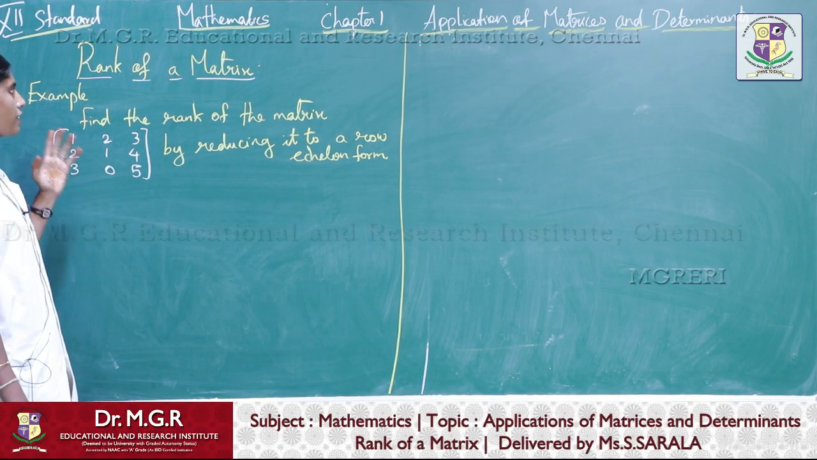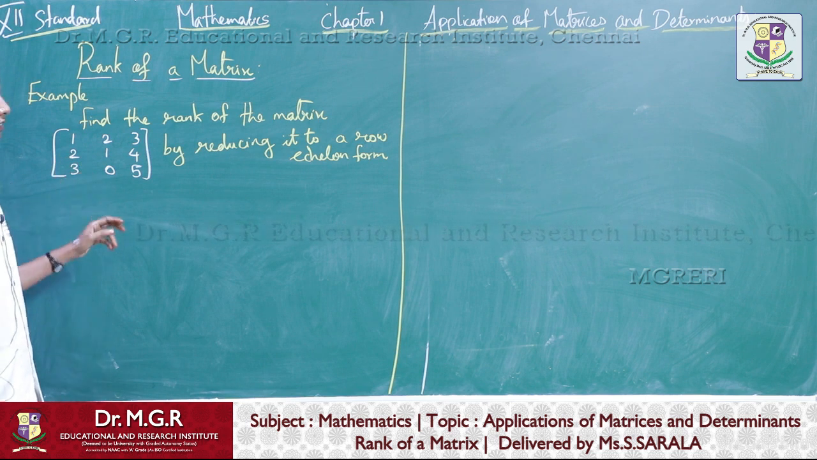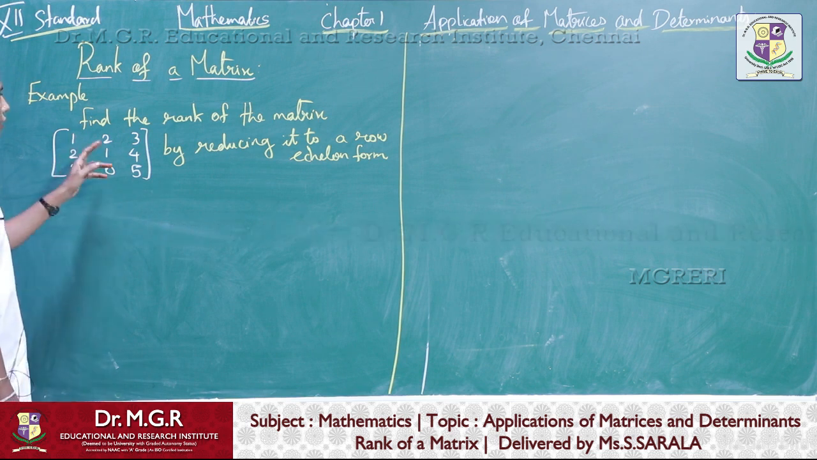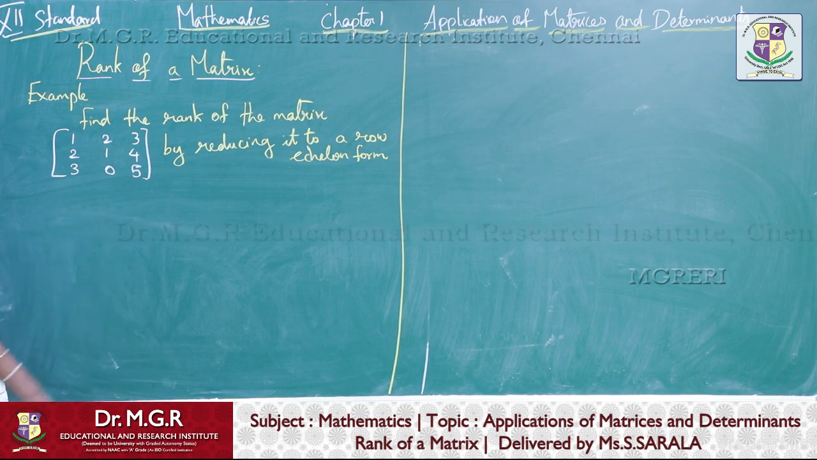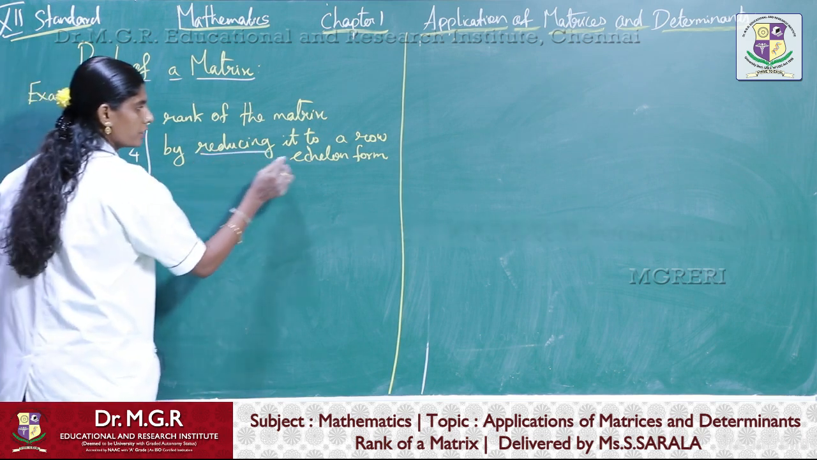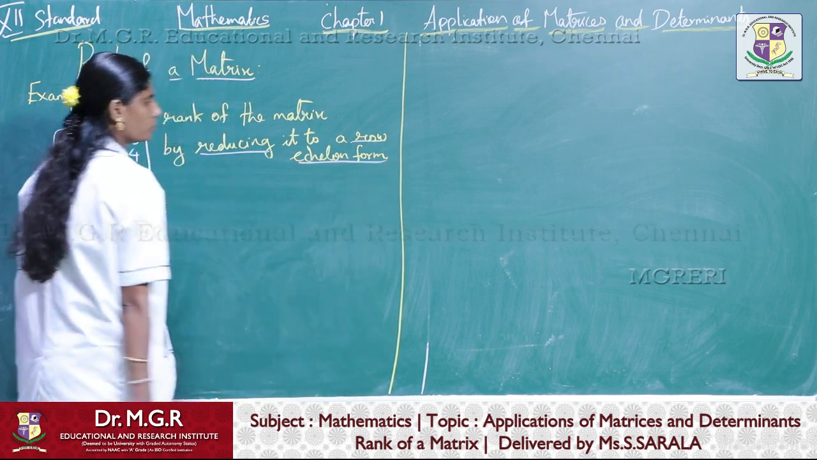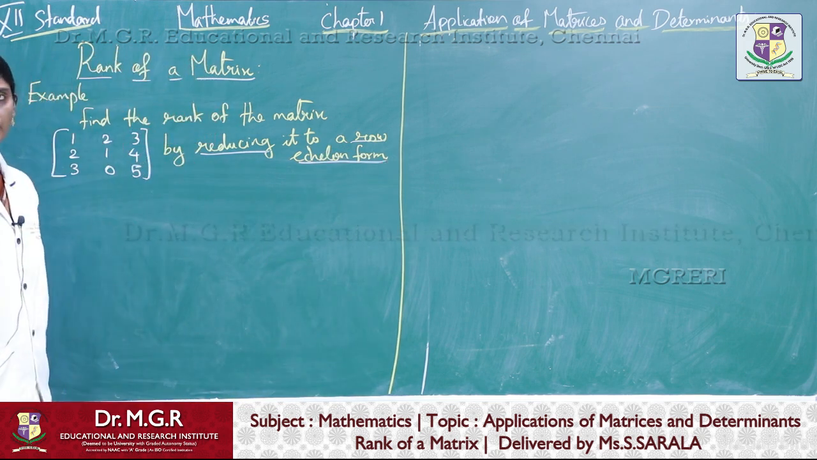Okay, we are going to see some examples for the rank of a matrix. The first example: the given matrix is a 3 by 3 square matrix. From this we are going to find the solution. Listen here, you are reducing it to row echelon form. So how do we reduce it to row echelon form?